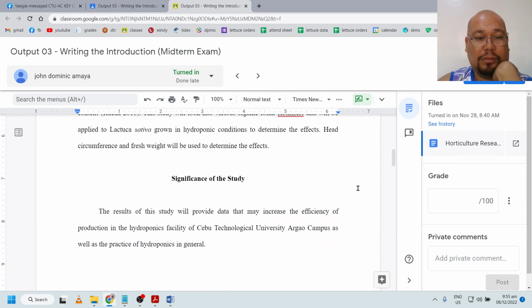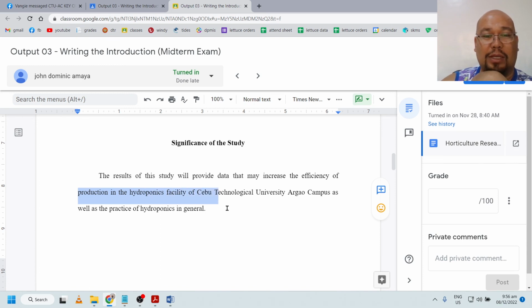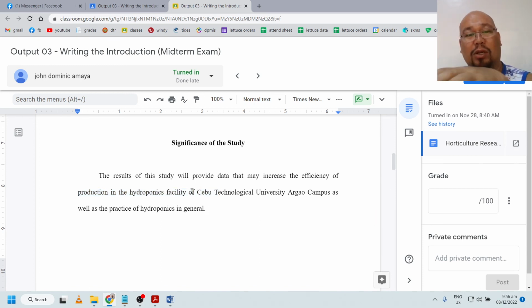Okay. I really don't know what you intend to do here. You want to increase the production in the hydroponics facility. This is an objective. That's not the significance. But how? I don't know yet.